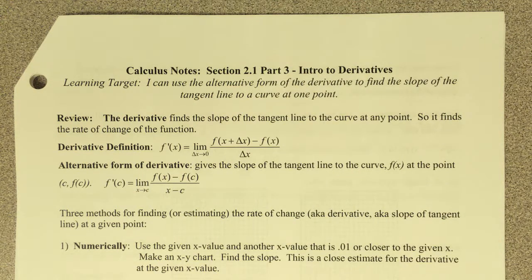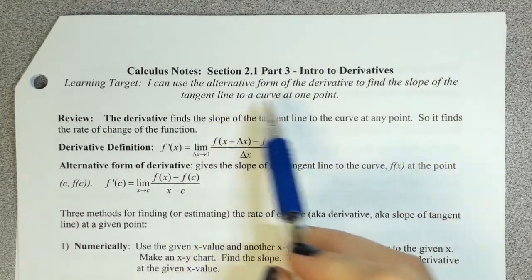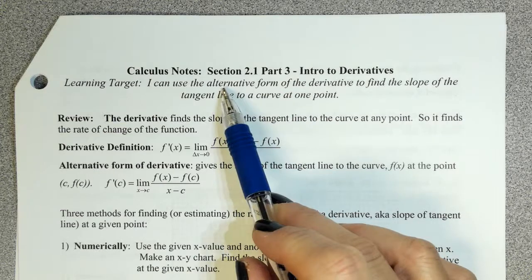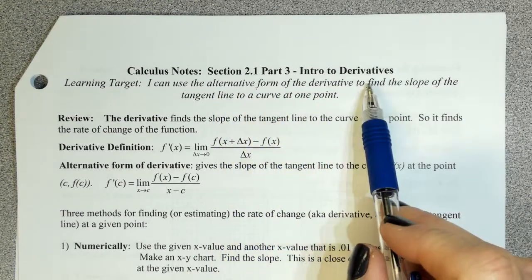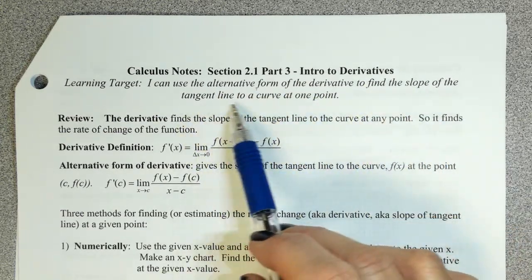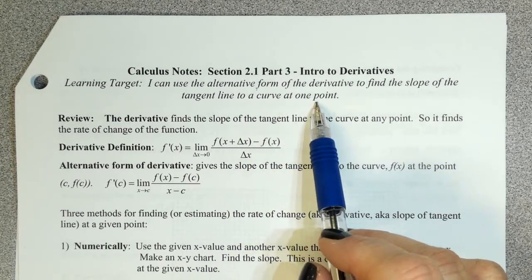At our notes, section 2.1, part 3. Today we're going to be talking about another form of the derivative that we can use. It's called the alternative form. This is going to be used to find the slope of the tangent line to a curve at one point.